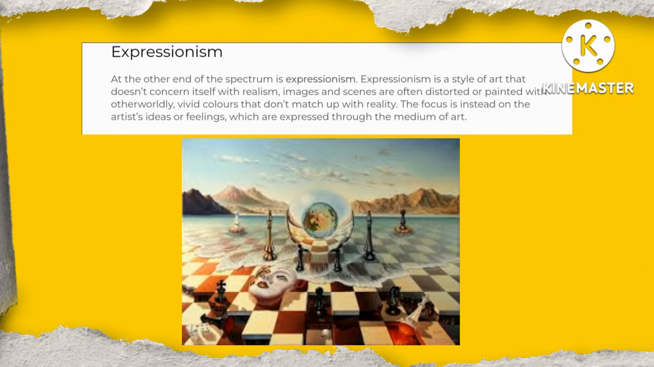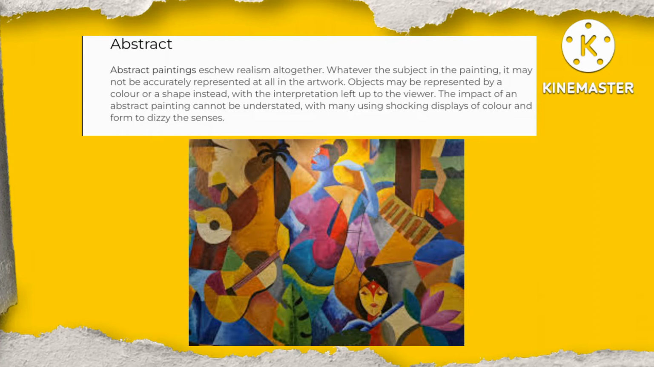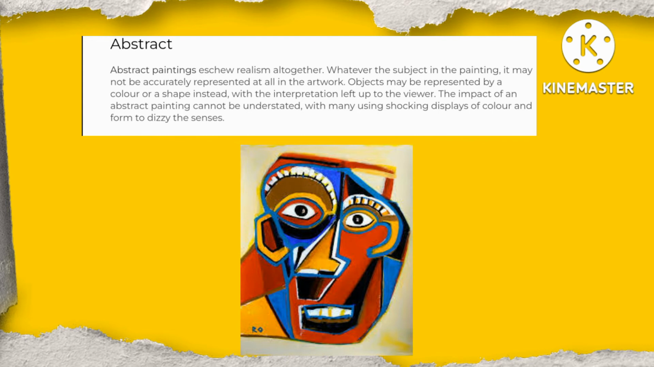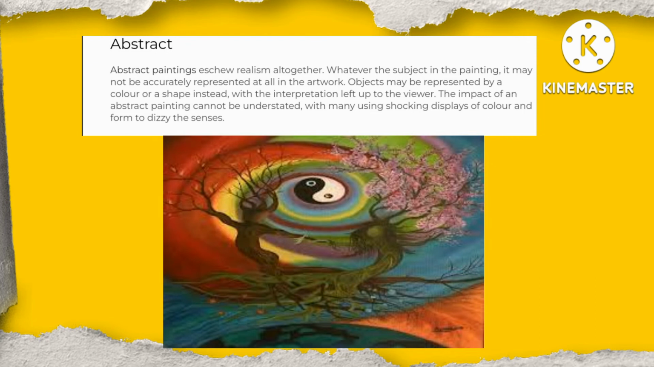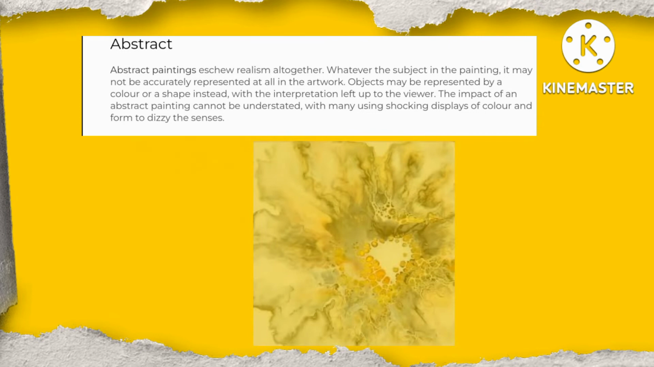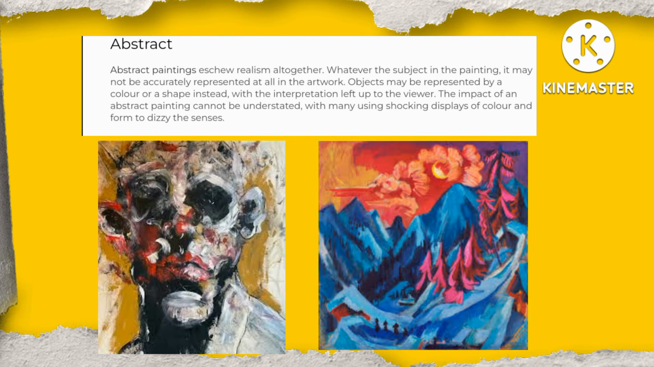Number 3, Abstract. Abstract paintings eschew realism altogether. Whatever the subject in the painting, it may not be accurately represented at all in the artwork. Objects may be represented by a color or a shape instead, with the interpretations left up to the viewer. The impact of abstract painting cannot be understated, with many using shocking displays of colors and form to dizzy the senses.